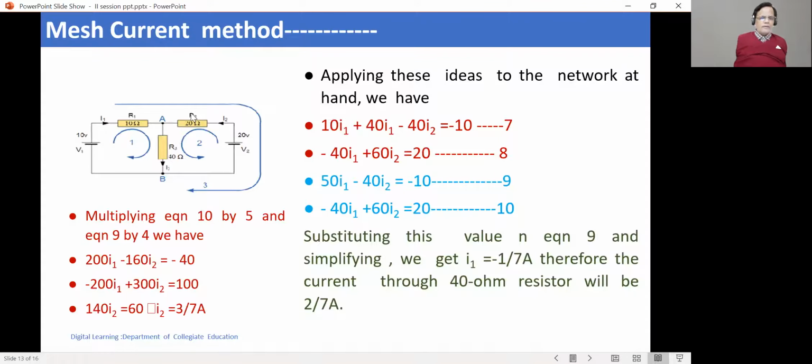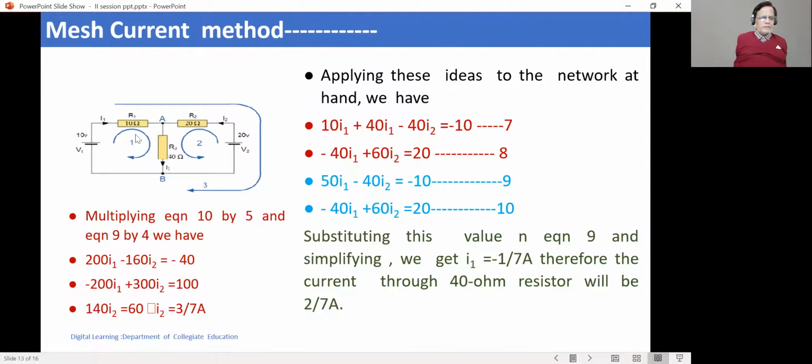Here, the same circuit I have taken. Instead of assigning I1, I2, I3, I have retained those branch currents, but ignore them. I will be only talking about I1 for this mesh, and I2 for the other mesh. Once I do this, we can go ahead and write out the KVL equations.